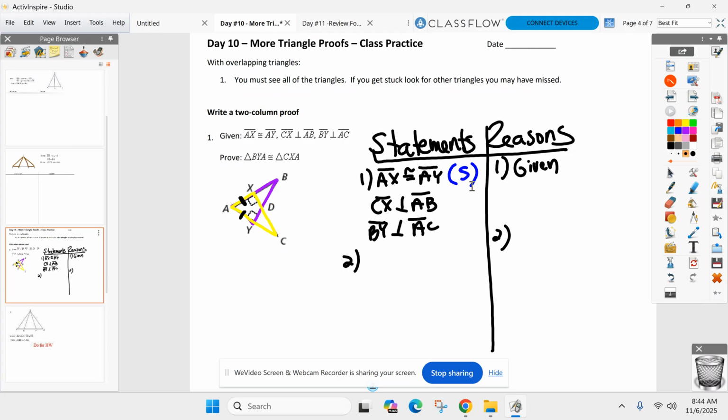It's already marked in the diagram, so can we take care of it right now? Those right angles? Okay, let's take care of them right now. Angle A, I don't want to call it angle X because there's a couple of them. Angle AXC and angle AYB are right angles.